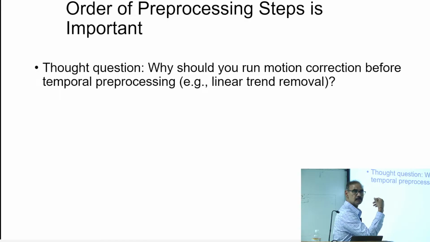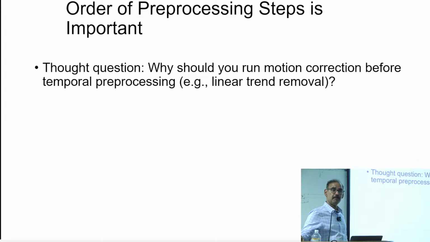Because the trend could be a byproduct of head motion, right? So you first do the motion correction. After motion correction, if there is still a trend, then you use trend removal. Otherwise, if you do trend removal first, after you do motion correction there may be some other trend that may show up, right?